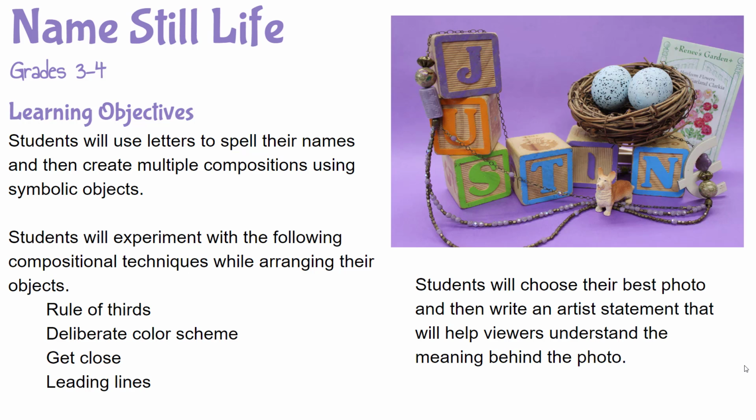Students will use letters to spell their names, and then create multiple compositions using symbolic objects. Students will experiment with the following compositional techniques while arranging their objects: the rule of thirds, deliberate color scheme, get close, and leading lines. Students will choose their best photo and then write an artist statement that will help viewers understand the meaning behind the photo.